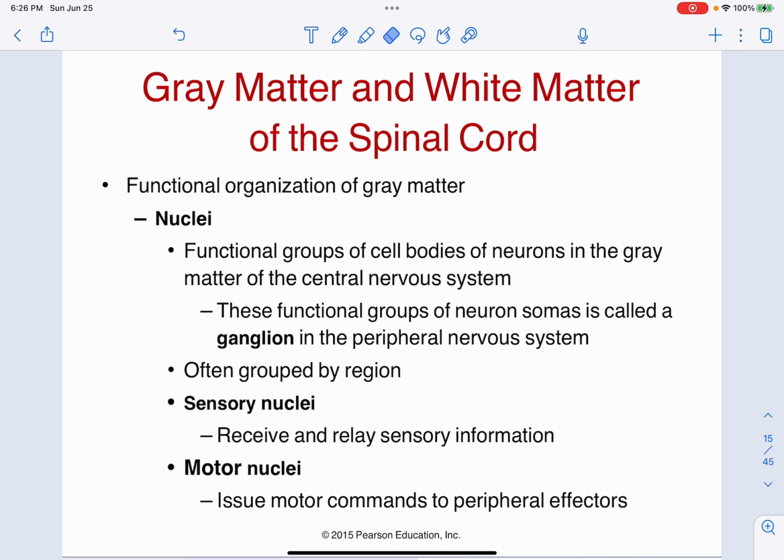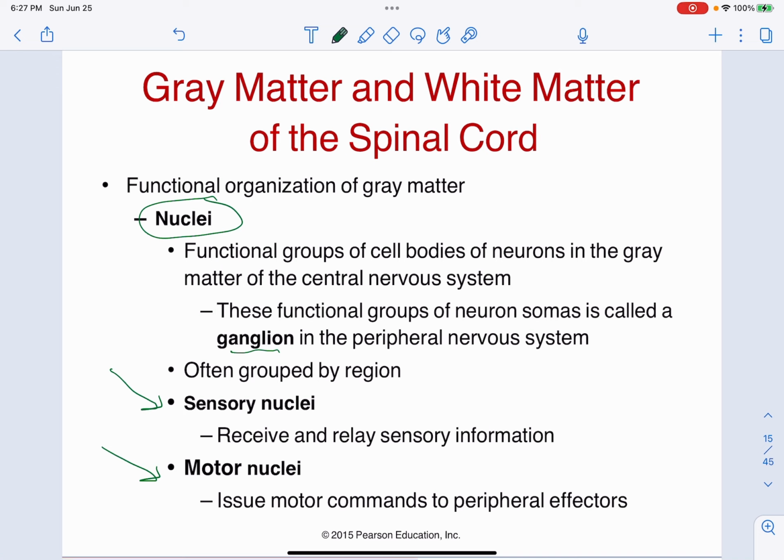So the functional organization of gray matter is broken up into two categories. We're going to have sensory nuclei and motor nuclei. Now, the cell bodies of the neurons are going to be grouped together functionally in the gray matter of the central nervous system. And again, we use the term nuclei when we're talking about groups of cell bodies in the central nervous system. When we start talking about the functional groups in the peripheral nervous system, we're going to use the term ganglion. And again, these are grouped into sensory nuclei. These are going to receive and relay all of the sensory information.